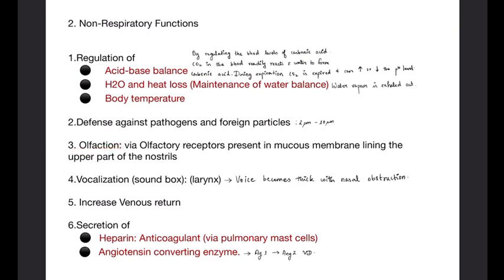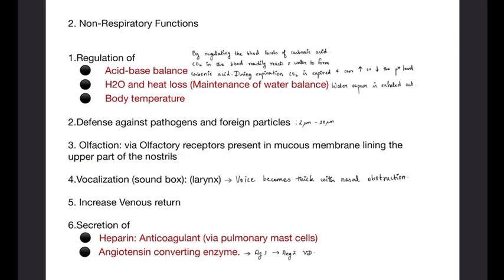Next, for olfaction, we have olfactory receptors present in the mucous membrane lining the upper part of the nostrils. Now, if your colleague or a friend of yours comes in with amazing jasmine perfume, rose perfume, Victoria's Secret, how do you identify it? Or someone has made very tasty biryani, the spices, how does this occur? This is through the olfactory receptors present in the upper part of the nostrils. This is also one of the non-respiratory functions of the respiratory system.